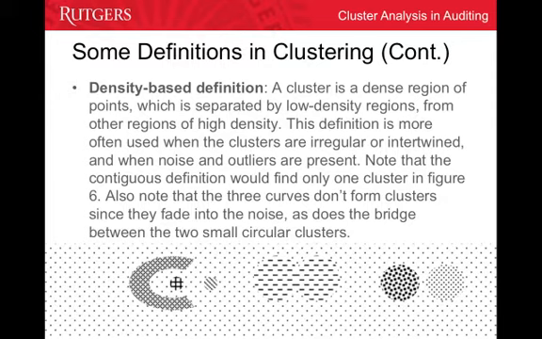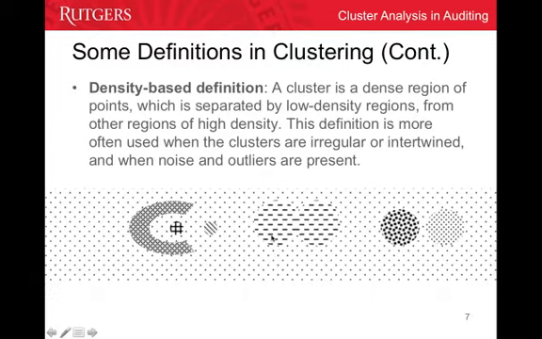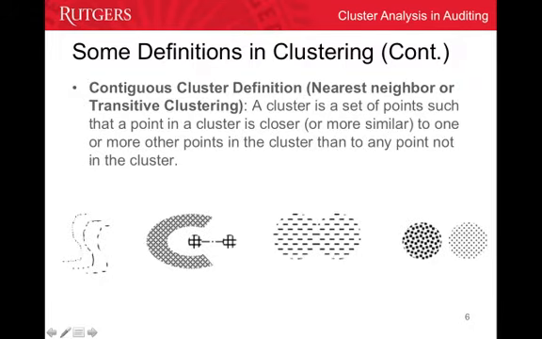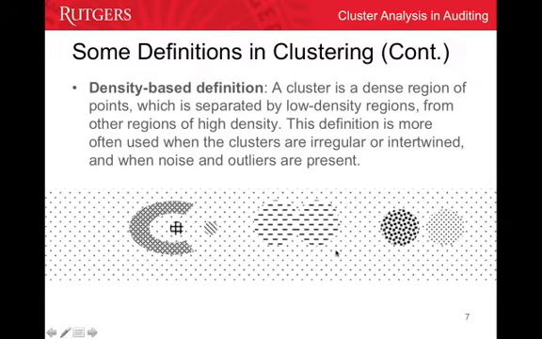According to this definition, a cluster is a dense region of points which is separated by low density regions from other regions of high density. This definition is more often used when the clusters are irregular or intertwined, and when noise and outliers are present. This figure is very similar to the figure in the last slides, but we just add some noise.